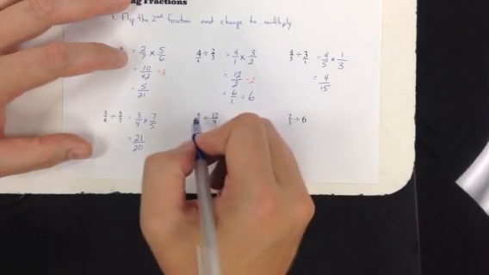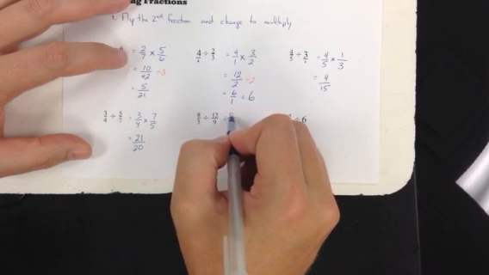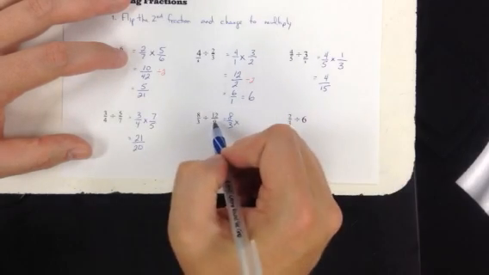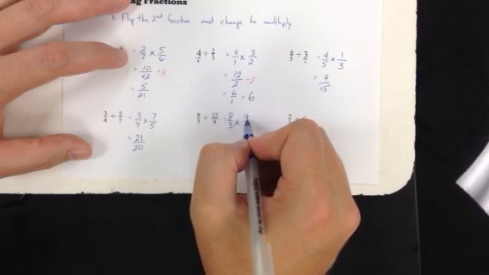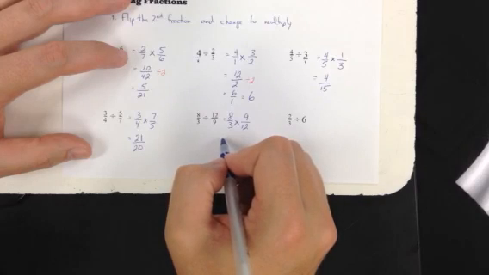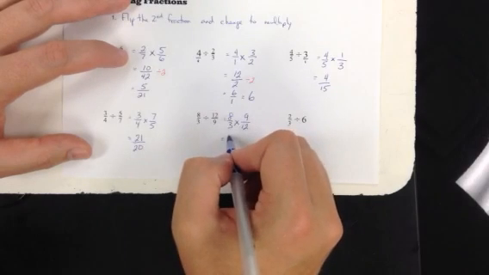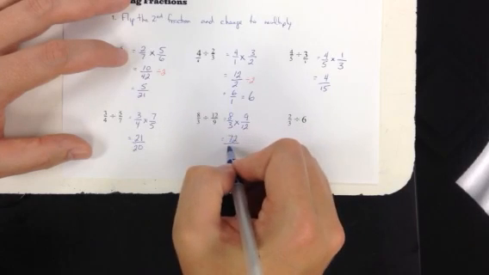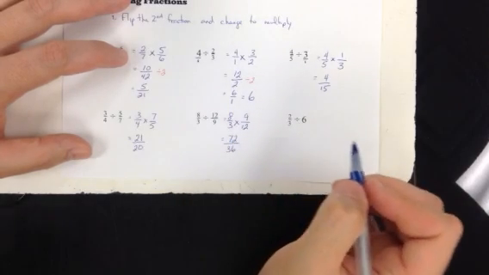For the next example, 8 over 3. Change the divide to multiply, flip the 12 over 9 so it becomes 9 over 12. 8 times 9, 72. 3 times 12, 36.